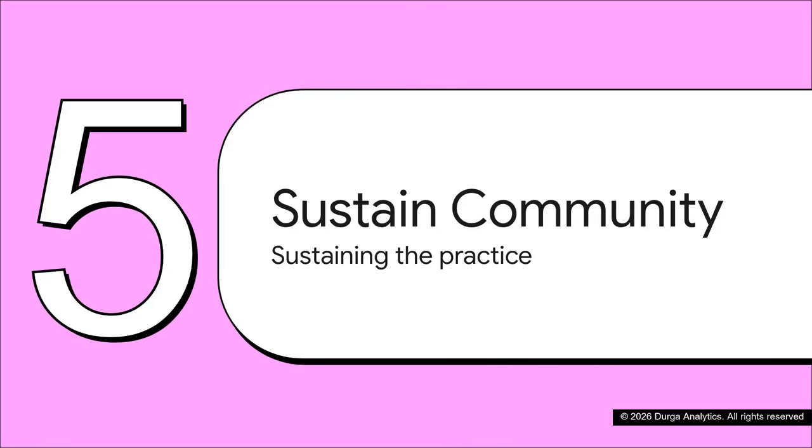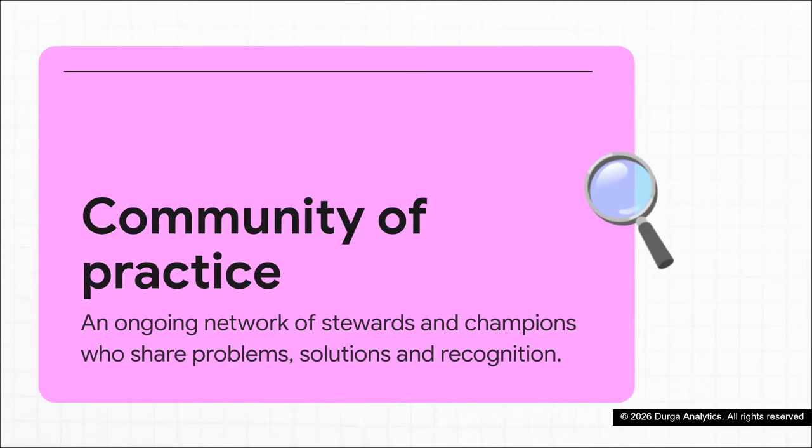Which brings us to Part 5, Sustaining the Community. Because even the best champions cannot operate in a vacuum indefinitely. So the crucial point is this: to prevent data governance from being viewed as just another one-time IT project that slowly fades into irrelevance, you must establish a community of practice. This is an ongoing, living network where stewards and champions share problems, swap solutions, and get recognized. Publicly recognizing good stewardship sustains long-term motivation far better than any strict policy ever could. It turns the whole program into a self-sustaining practice.